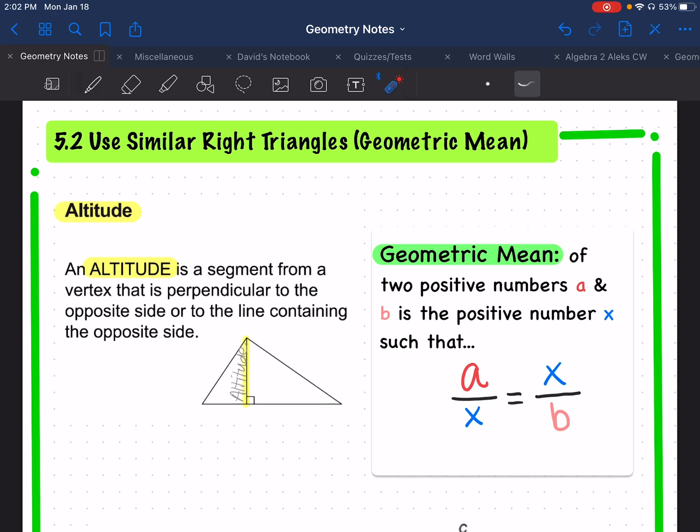To solve this problem, we would just cross multiply. So we would do A times B equals X times X. So we would have something like X squared equals the product of A times B. And then we can solve from there using algebra. All right, let's go ahead and take a look at our geometric mean.